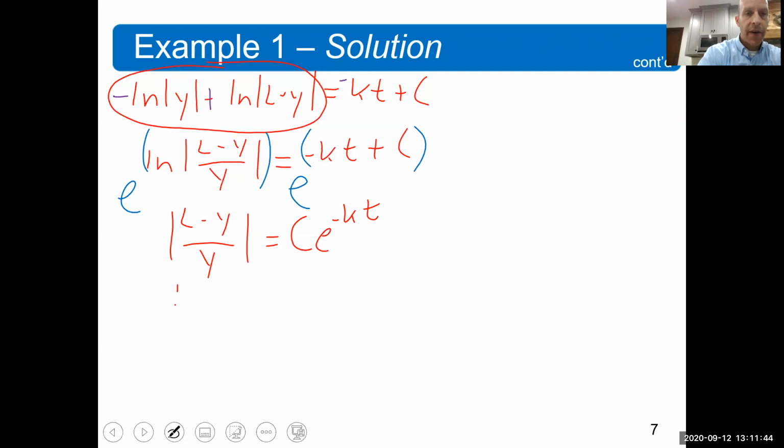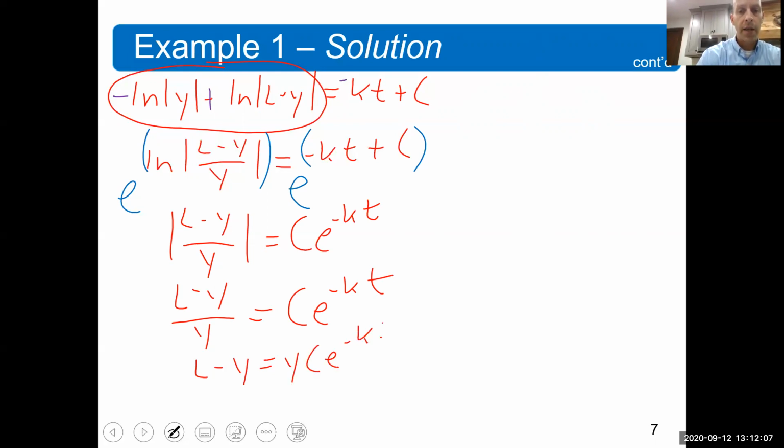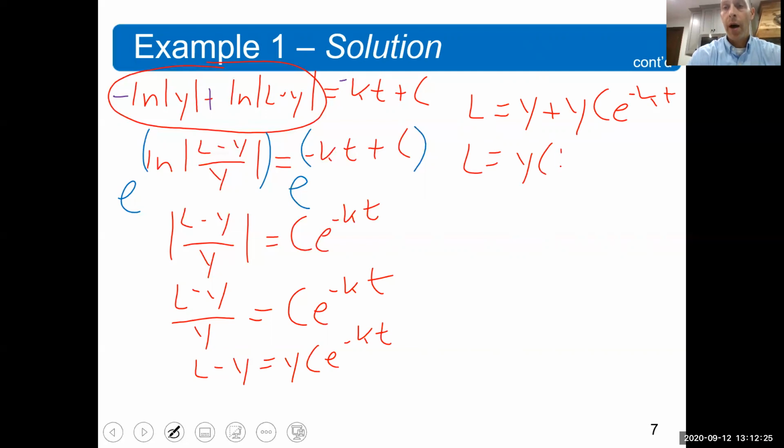Okay, so we got to get rid of the absolute value symbols. When I get rid of the absolute value symbols, that really doesn't do anything to c, because remember, c is an arbitrary constant that can be determined by the problem. Now I want to get rid of the y's here. So let's just cross multiply. That'd be L minus y equals y times c e to the negative kt. Okay, so let's go ahead and add y to the other side. So then this would be L equals y plus y c e to the negative kt. L would be equal to, I can factor out that y.